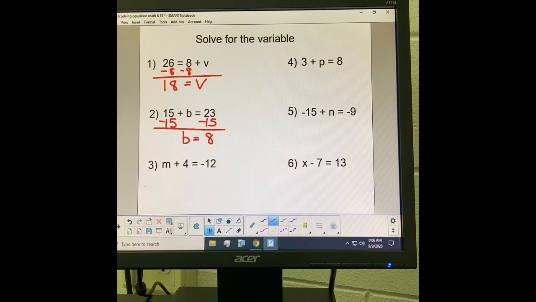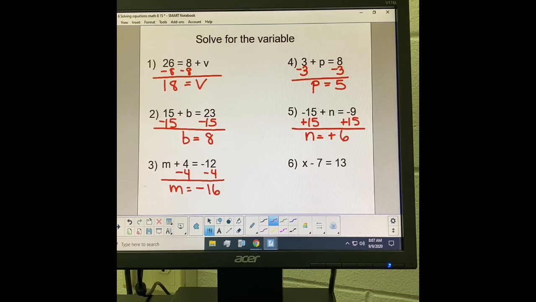What you do to one side of the equation, you do to the other side of the equation. You need to isolate the variable. Get the variable, which is the letter, by itself by doing opposite operations. So here, for example, 5, we need to do the opposite of take away 15, which is add 15. When you're adding a negative to a positive, you subtract, and you keep the sign of the larger number.